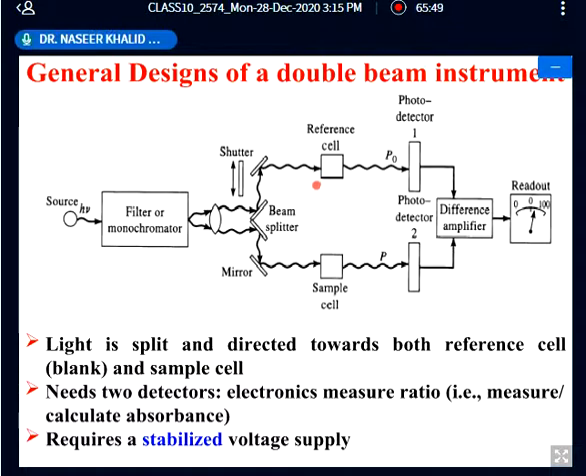Whatever the reading of this will be, it will be reaching the detector. So after passing the reference cell, there is a photo detector. Similarly, after passing the sample cell, there is a photo detector. Both are detected, they are differentiated in the amplifier, and then it goes to the readout.